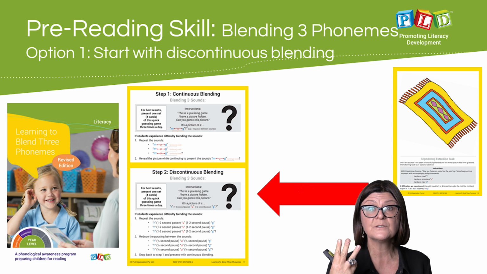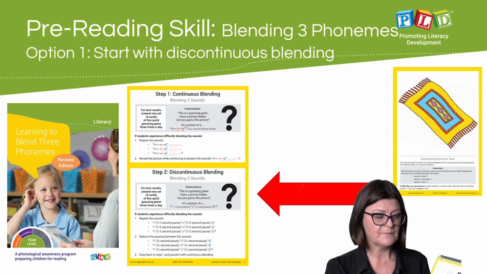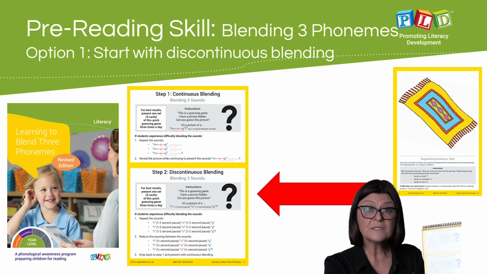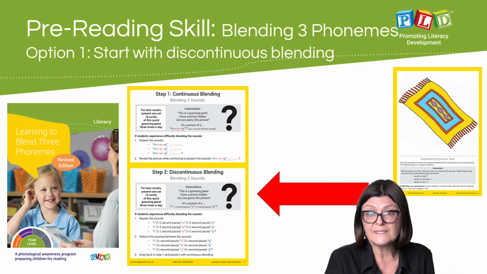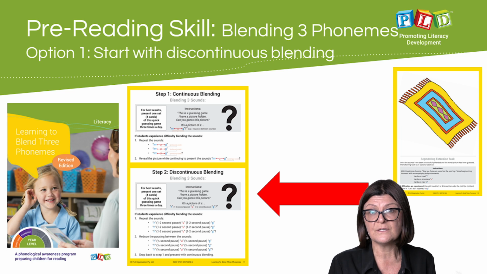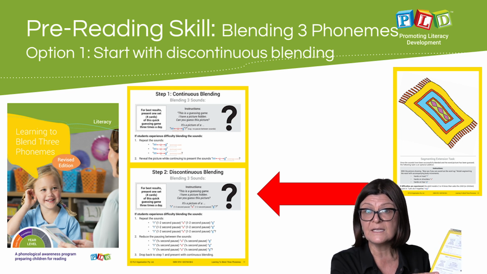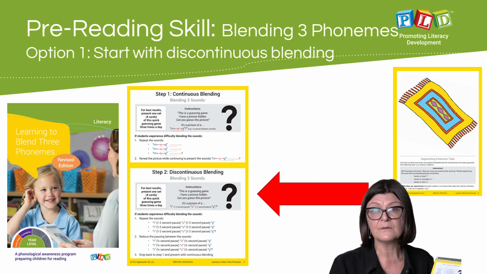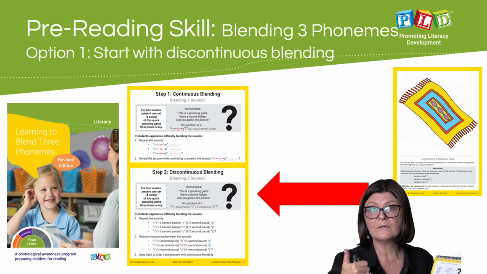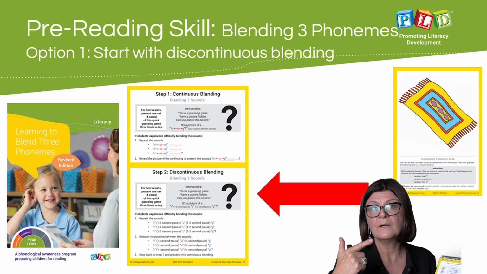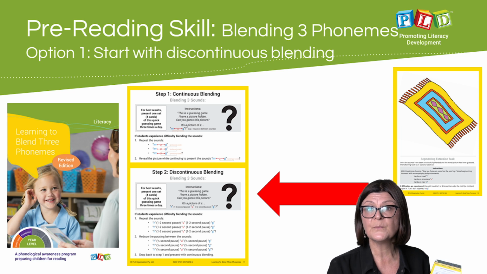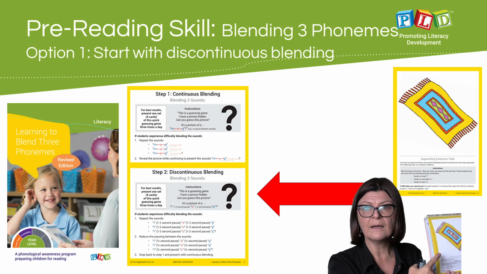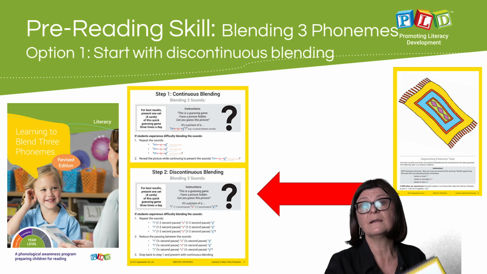Now I'd like to talk about how to explicitly teach blending 3 phonemes. It is possible to start with some students with discontinuous blending because learning to blend is not going to be such a difficult task for a proportion of the students in the class. I've got a picture here. Can you guess what it is? It's a r, 1 or 2 second pause, g. It's a r, g. Pull it together and see if the child is able to verbalize what the picture is. R, g makes rug. Let's do another one.